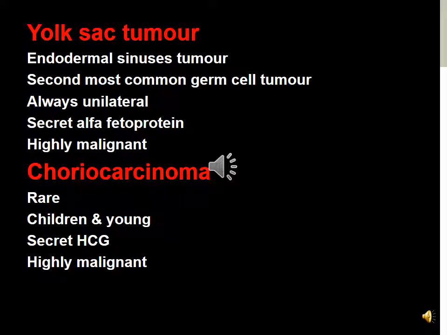The last two variants of germ cell ovarian tumor, the yolk sac tumor and non-gestational choriocarcinoma, are both highly malignant. They are hormone secreting: alpha fetoprotein is secreted by a yolk sac tumor and HCG is secreted by choriocarcinoma, and they occur in the young and children.